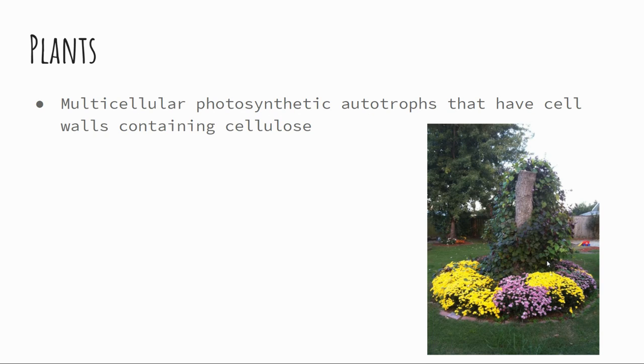What are plants? Well, they're multicellular photosynthetic autotrophs that have cell walls containing cellulose. All of those words at this point should mean something to you. We've talked about all of these. Okay, so if they don't, be sure you let me know. Ask me a question. Hey, I forgot what this word means. I need to know. But all of those words in this broad overview of what a plant is should mean something to you.